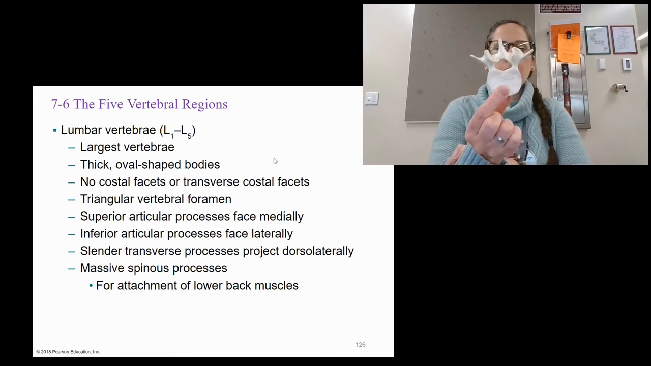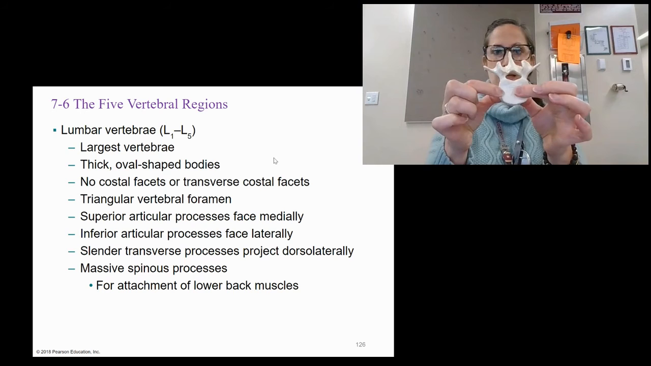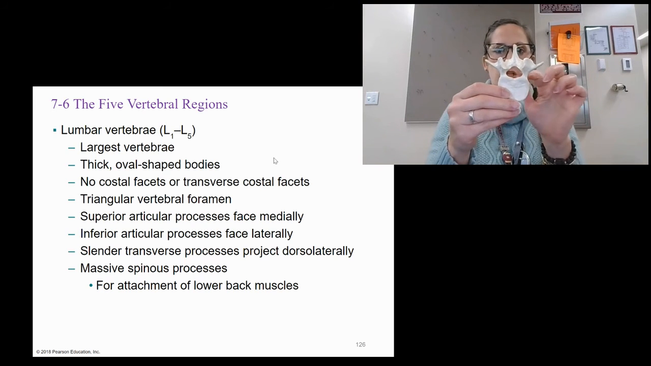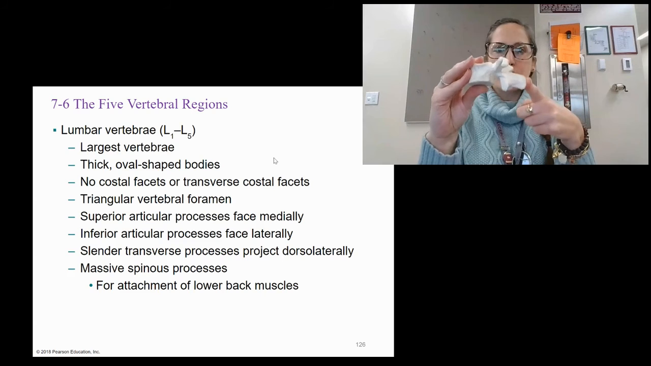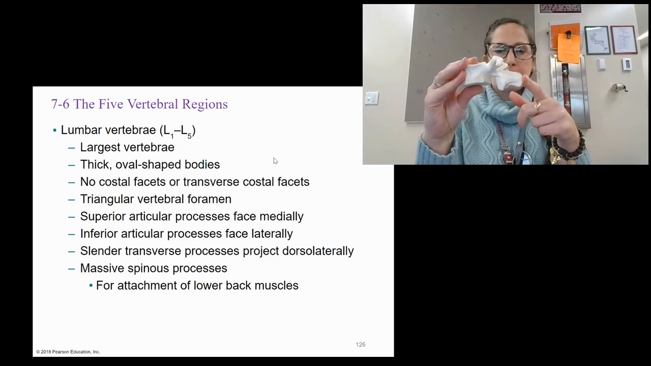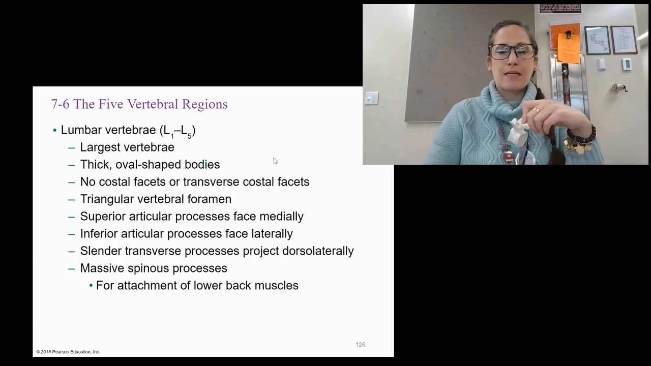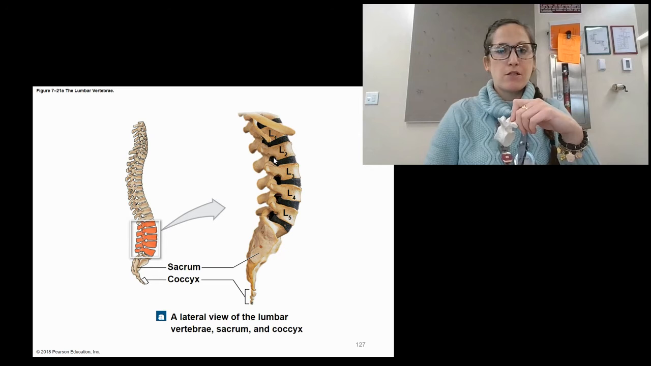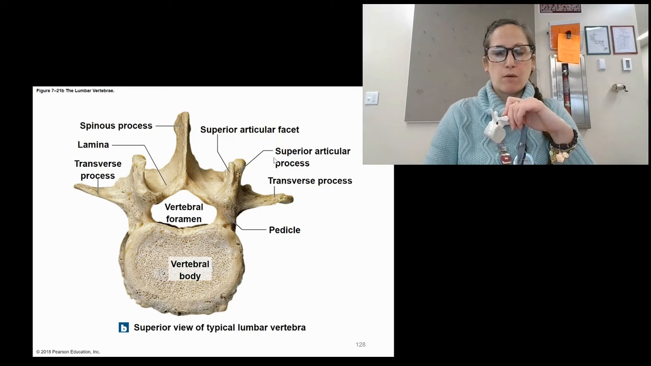So looking at your lumbar vertebra, again, a very large body, that triangular shape vertebral foramen, and then that axe shape or kind of blunted spinous process. And again, lots of muscular attachments here at the lumbar vertebra. You can see when all five are put together, they are very thick, significant amount of weight bearing down in that lower portion.